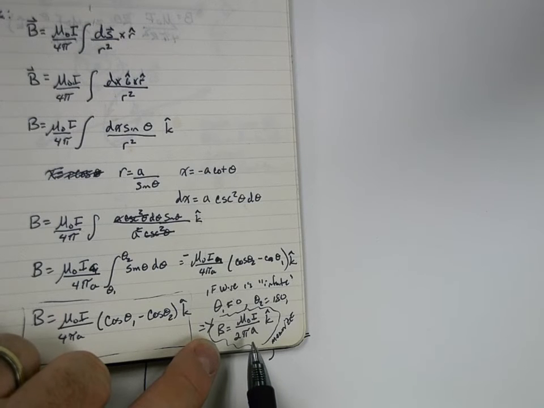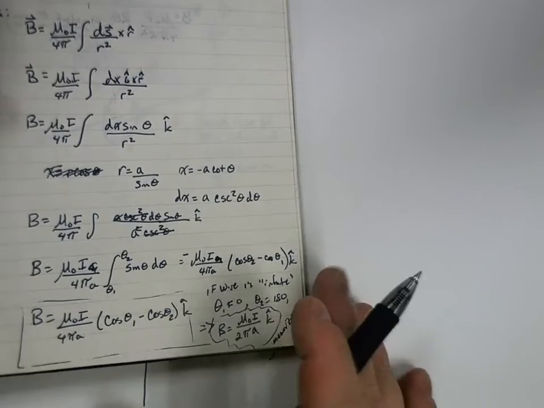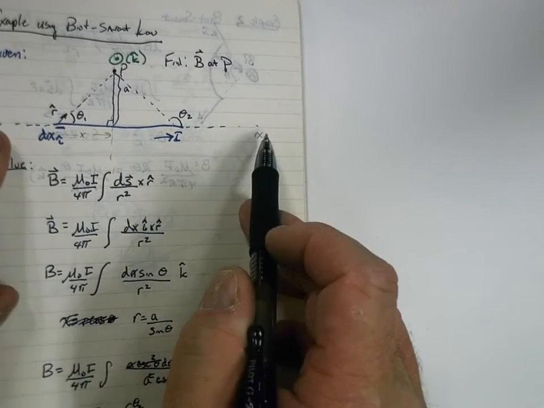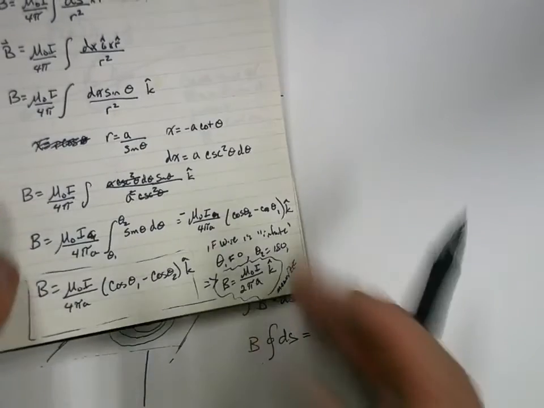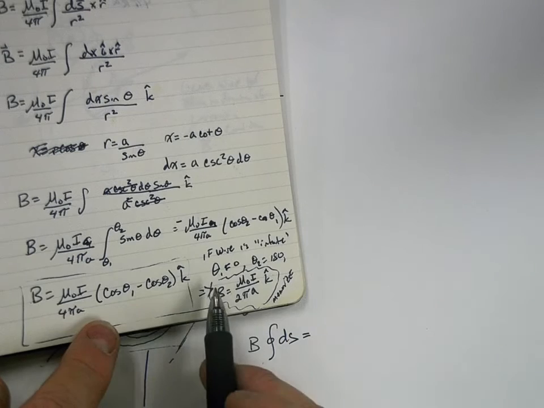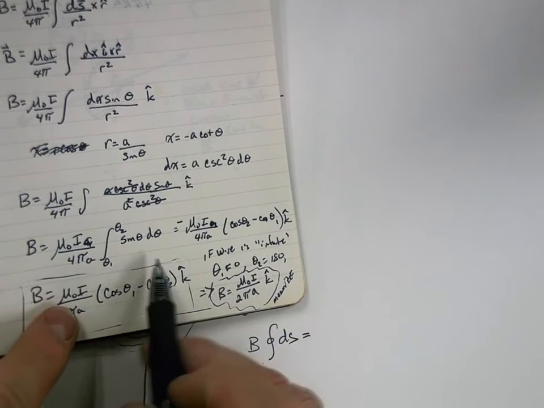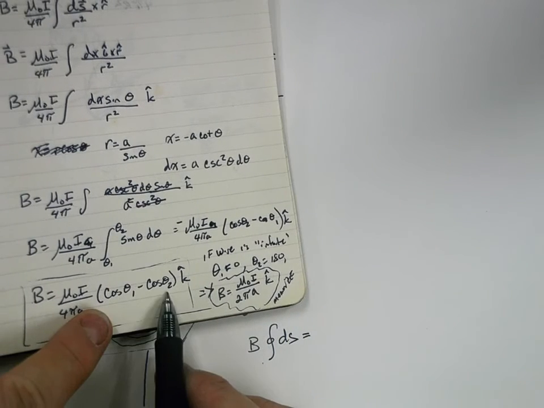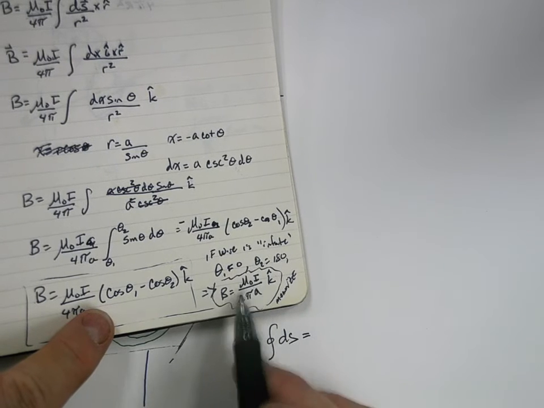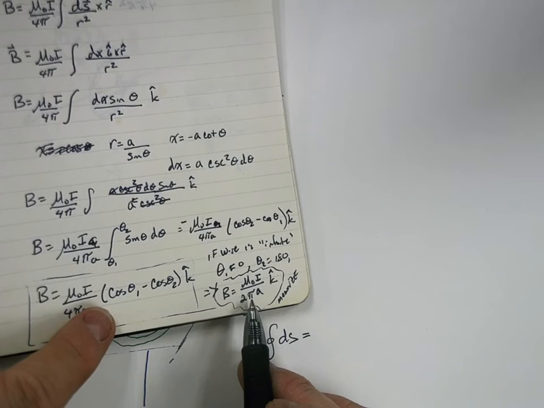Okay, remember this: if our wire, here's our situation, we did this for a wire, and then we extended our wire forever. We got this cosine theta 1 minus cosine theta 2. But if the wire goes on forever, theta 1 and theta 2 approach 0 and 180, which creates this for an infinite wire. And I wanted you guys to memorize this.